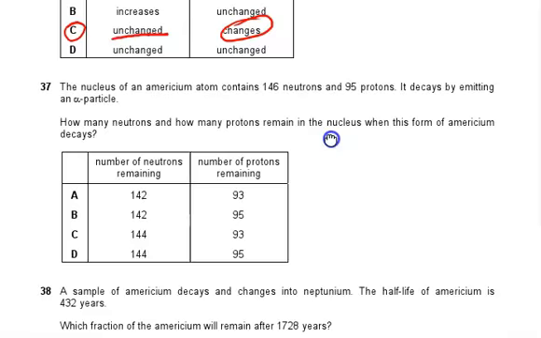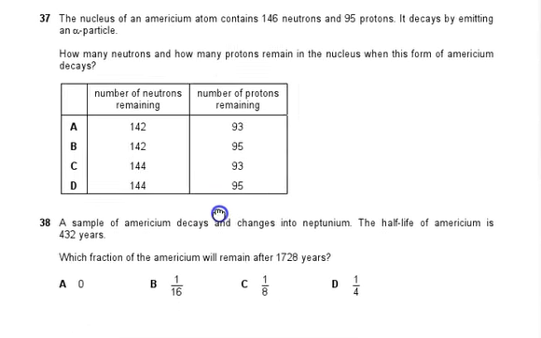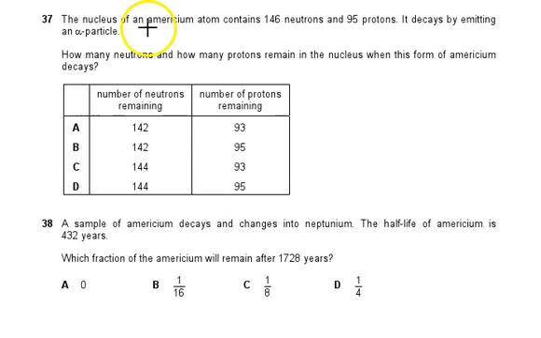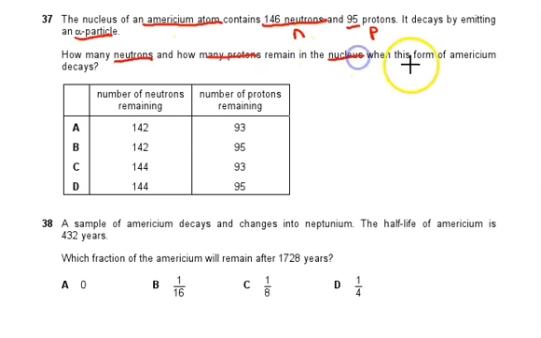Okay, number 37. The nucleus of an americium atom contains 146 neutrons and 95 protons. It decays by emitting an alpha particle. How many neutrons and how many protons remain in the nucleus when this form of americium decays?